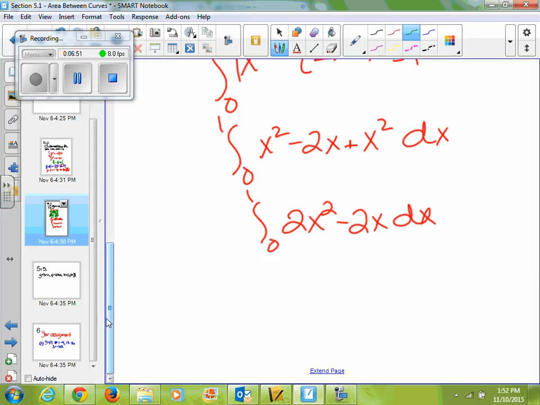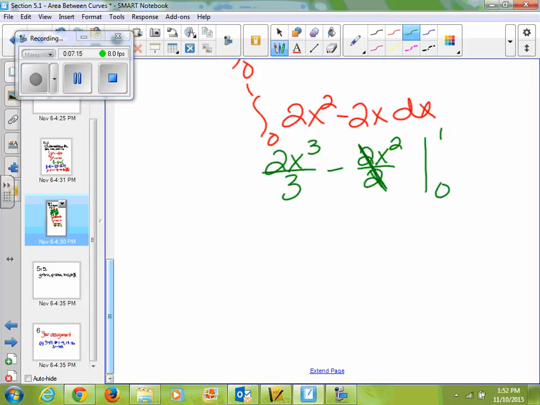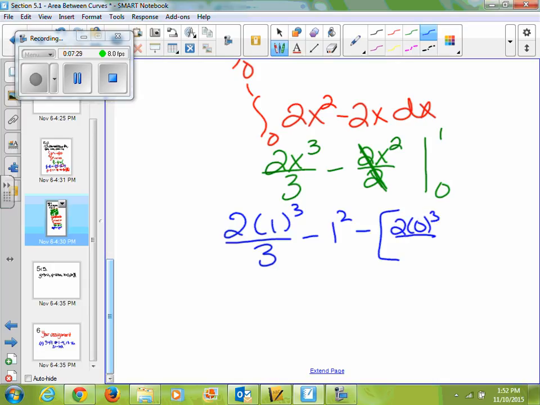Now that I have that simplified, I can actually integrate it. So 2 plus 1 is 3, so 2x cubed over 3. 1 plus 1 is 2, so 2x squared over 2. Then my 2's cancel, and I'm going to integrate that from 1 to 0. So if I plug in 1, I get 2 times 1 cubed over 3 minus 1 squared, minus 2 times 0 cubed over 3 minus 0 squared.